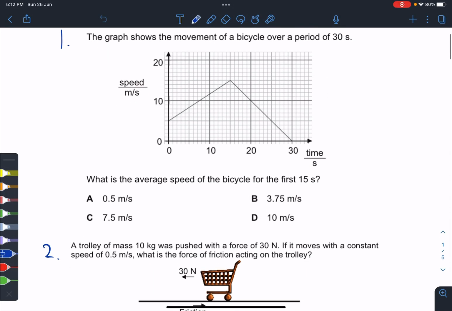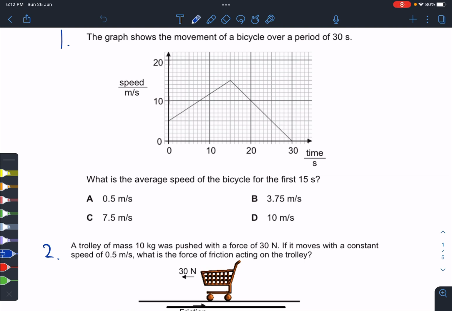So you have a graph here, and they ask you to find the average speed. Oh, that's not too bad. You are given a speed-time graph, and you're supposed to find the average speed. There are a few ways you can do it.